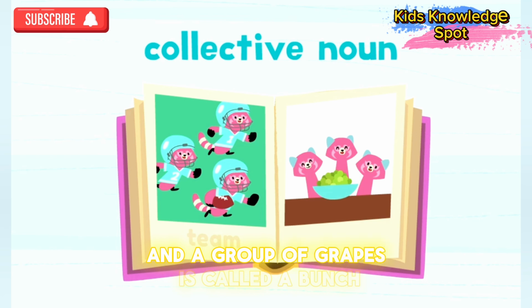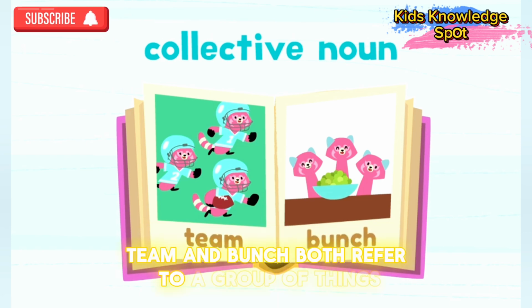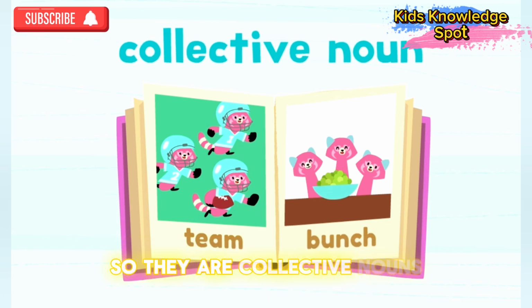And a group of grapes is called a bunch. After the game, the team ate a bunch of grapes. Team and bunch both refer to a group of things, so they are collective nouns.